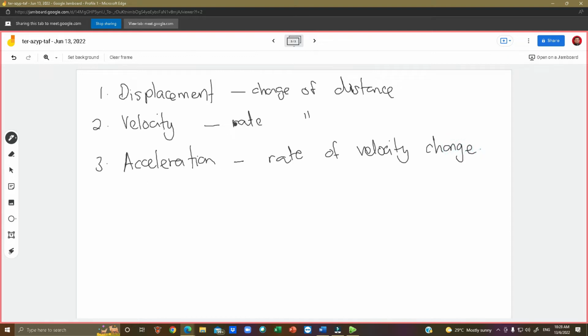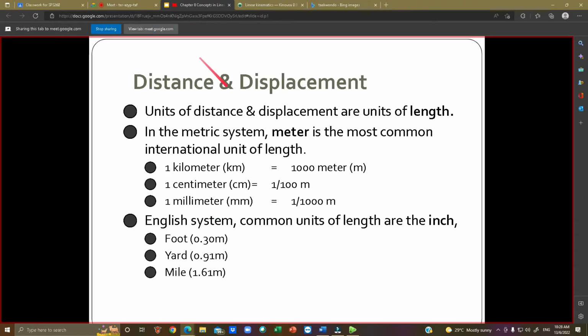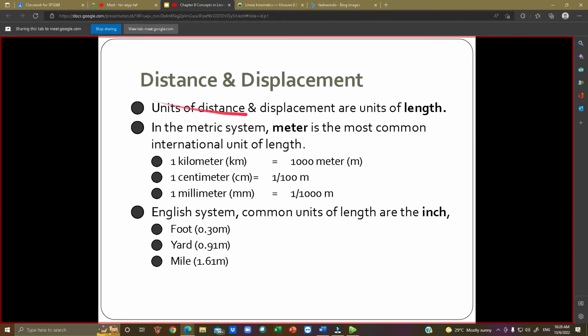These three things, displacement, velocity, and acceleration, can be described in both linear and angular. Dia boleh cerita dalam dua-dua itu sekaligus. Okay. So the first one is distance and displacement. Dia ada dua. Distance and displacement.